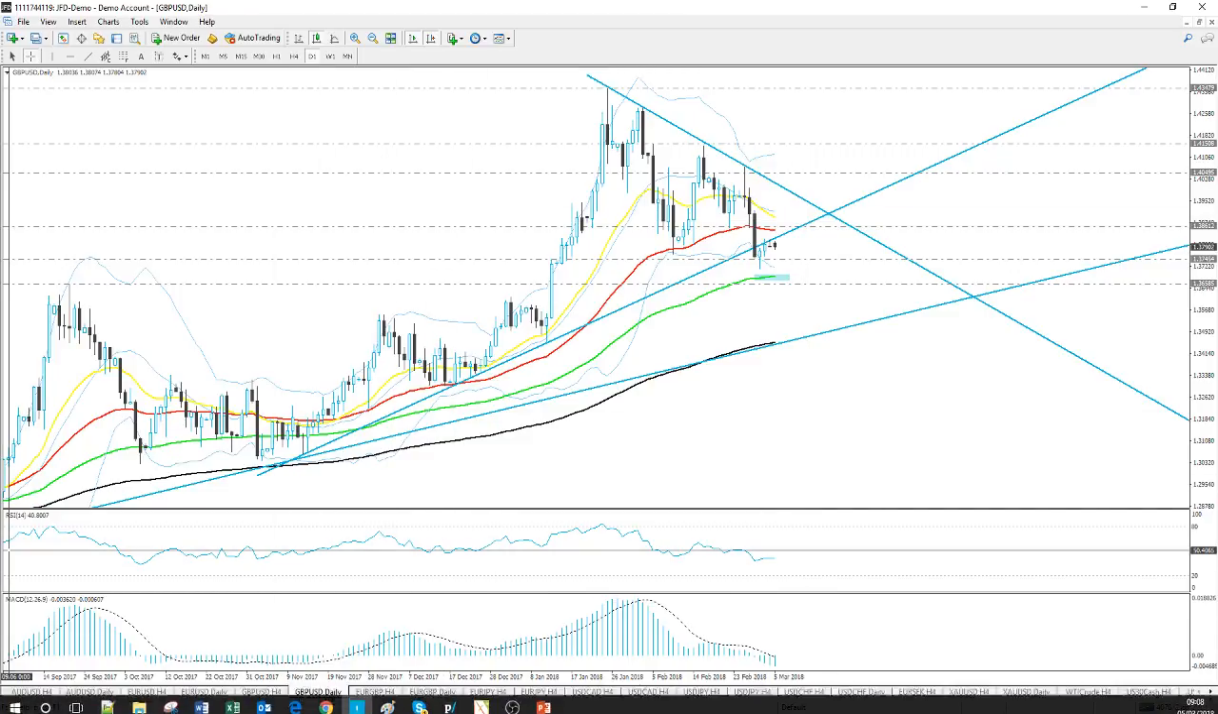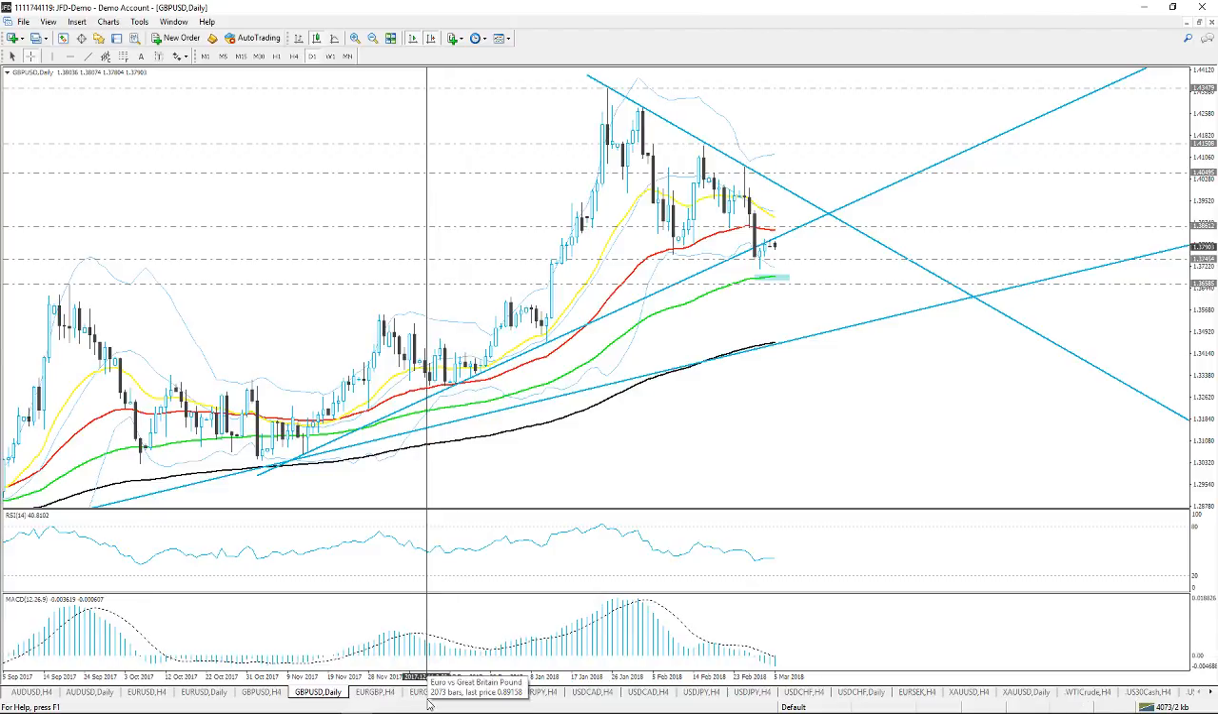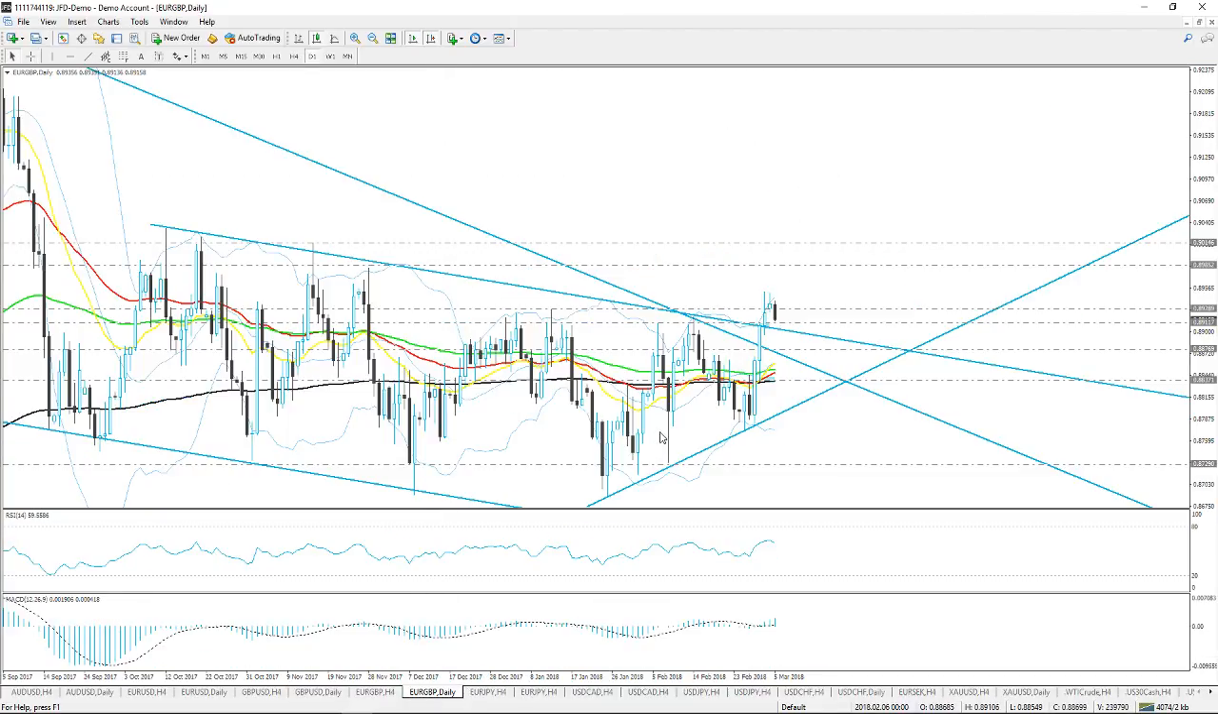Okay, let's have a look at a few pairs as well. Let's have a look at the euro sterling. This one is an interesting one. Last week we were talking about how if we get a break above the 0.89, then we could see some more moves to the upside. It seems like it's getting a slight reversal back to this level.